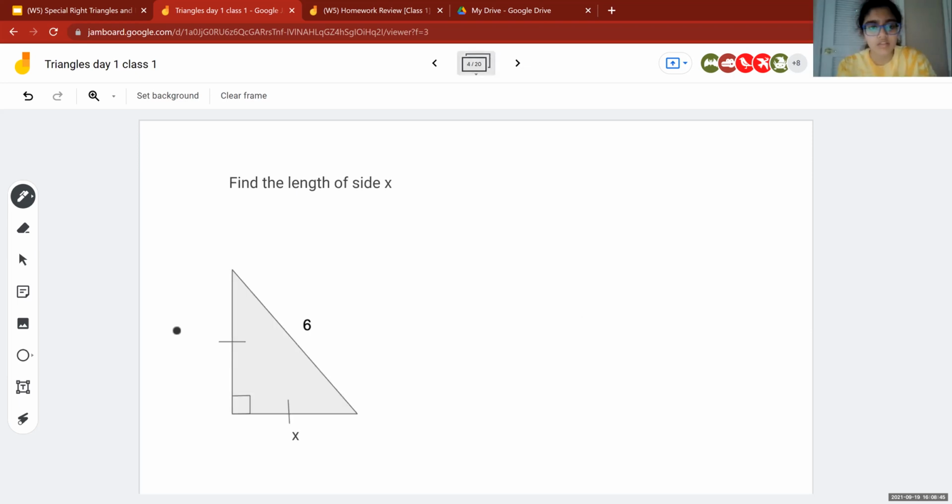Okay, next question. Find the length of side x. So remember, these signs just mean congruent. So this means that that is equal to this side.